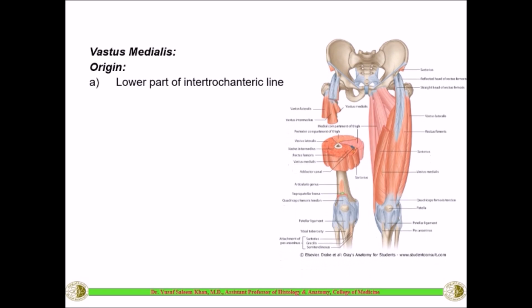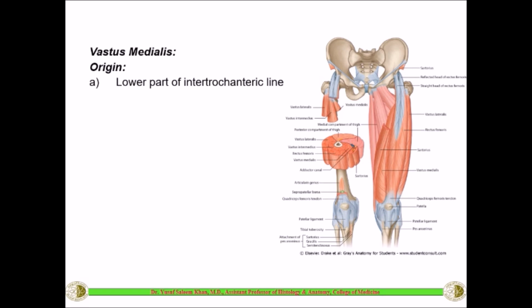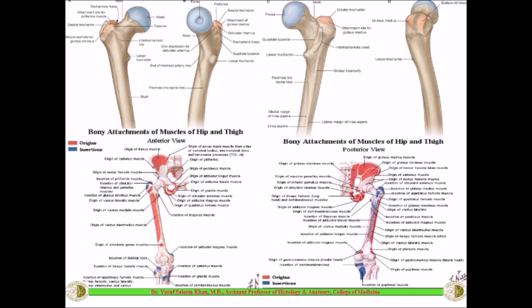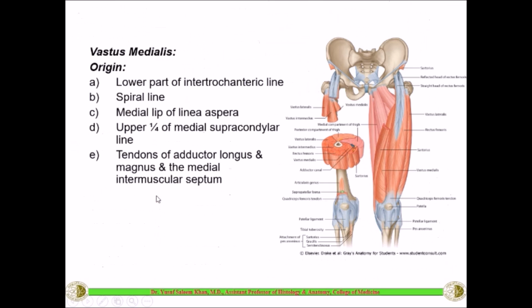Now coming to the third muscle, that is called the vastus medialis. The origin of this muscle is from the lower part of the intertrochanteric line, just opposite to that of the vastus lateralis. So vastus lateralis takes origin from the upper part of the intertrochanteric line, and this will take origin from the lower part of the intertrochanteric line. If you can see here in this picture, this is the origin of the vastus medialis, just opposite to the vastus lateralis.